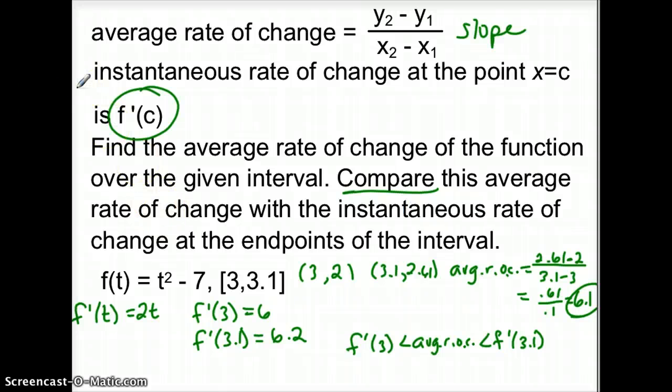All right, so that should, and the homework, 115, 65 to 75 odd.